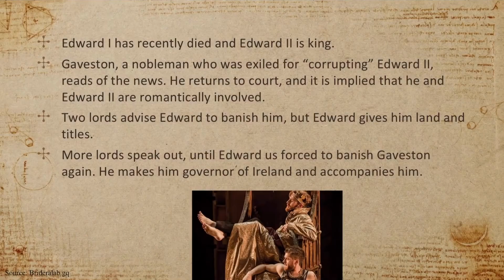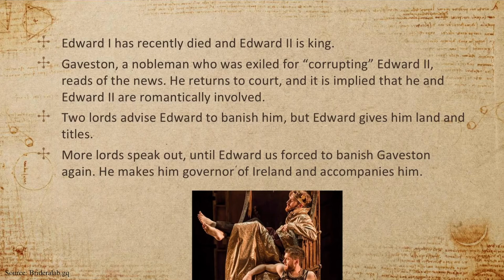Now, when it comes to the play itself, we'll find that Edward I, his father, has recently died and Edward II has become king. Gaveston, a nobleman who was exiled for corrupting Edward II, reads of this news and he returns to court. And it's implied that he and Edward II are actually romantically involved. So there's implication of homosexuality between the two, which of course at the time was illegal and seen against nature.